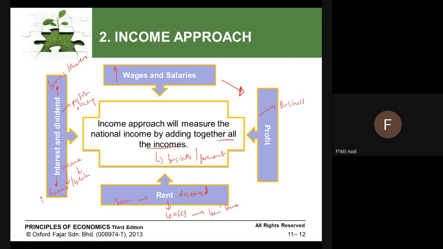Alright, the formula is simple. The better profit, the better wages and salaries, the better interest and dividend, the better rent, the national income will be very good. There is a similar formula and then the format.